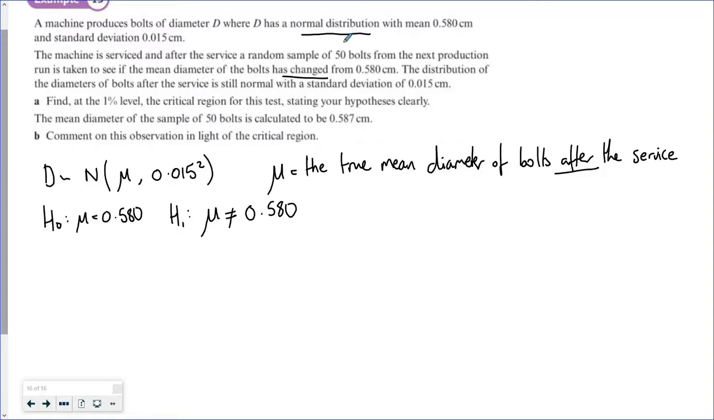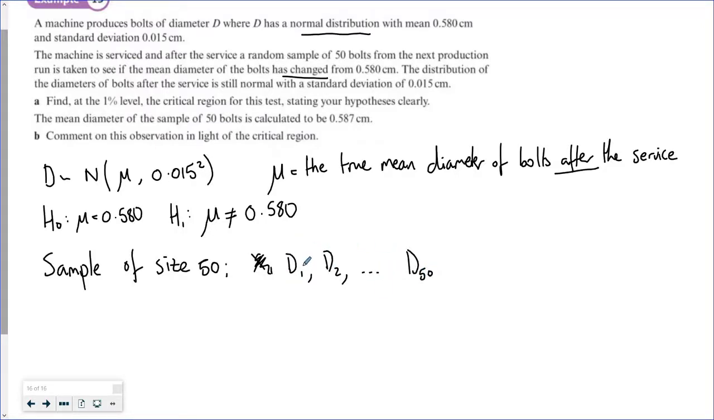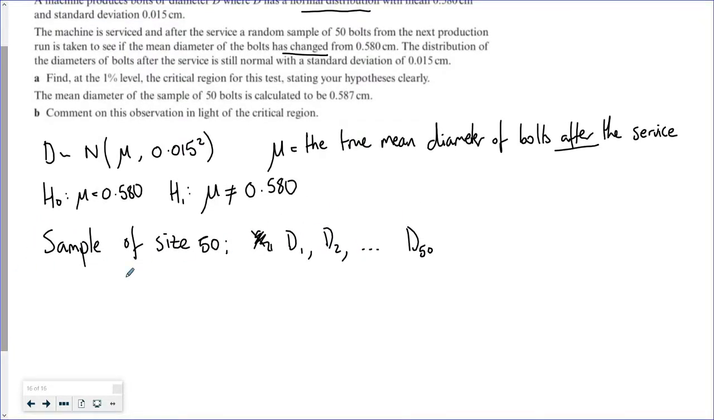So the data that we've got to try and support H1 is the random sample of 50 bolts. So we've got a sample of size 50. And this sample would be D1, D2, all the way up to D50. That's the first diameter of the bolt that I sample, second diameter, all the way up to the 50th. And the data we've got is we're going to work out this sample mean, which we're going to call D bar. So D bar is the sample mean.